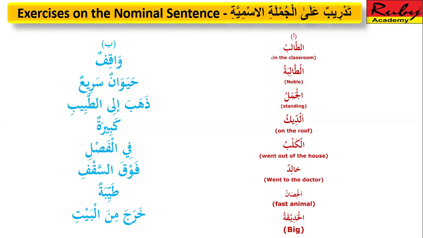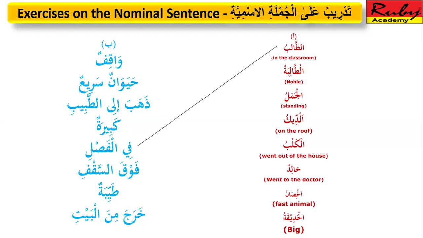Now the first one, at-talibu, in the classroom. You can see the red ones are mubtada and the blue ones are khabar. Here the mubtada is in the definite state, a common noun, whereas the khabar is a prepositional phrase. Well, firstly.